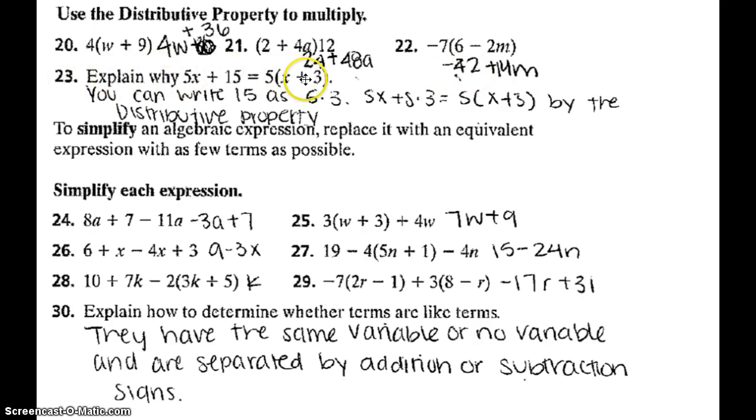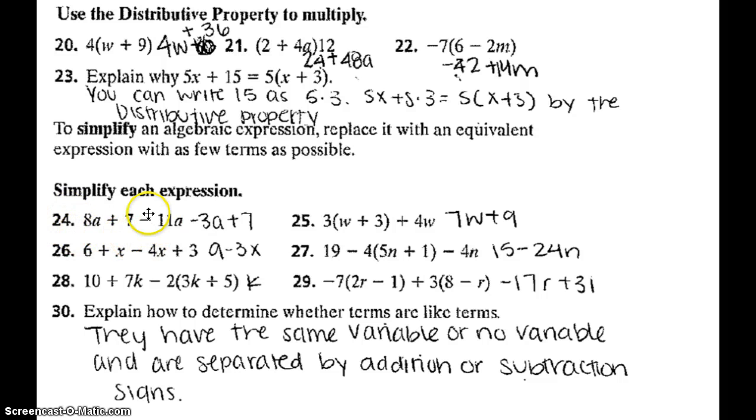Number 23, explain why this is true. Well, the 5 times the 3, so you can do 5, you get the 5x right here, and then the 5 times the 3, so that gives you 15. Distributive property is kind of what is happening there.